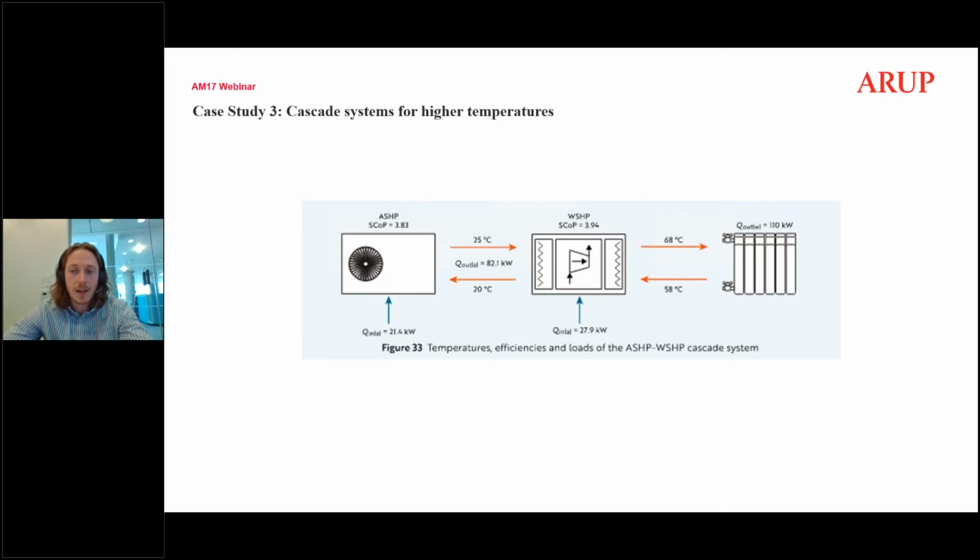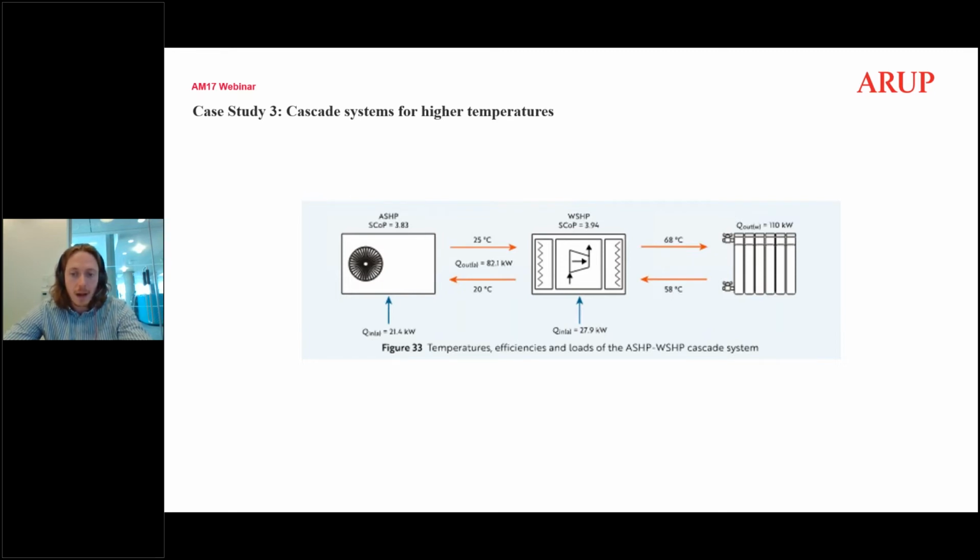This is comprised of a low temperature air source heat pump and a high temperature water source heat pump in a cascade arrangement. The air source heat pump would operate at 25 degrees flow and 20 return. And then the water source heat pump would operate at 68 degrees flow and 58 degrees return. It was found that this system had a comparable efficiency to a single high temperature air source heat pump, but as it uses a different refrigerant, R1234ZE rather than R407C, there was a 99.7% saving in the global warming potential of the system.